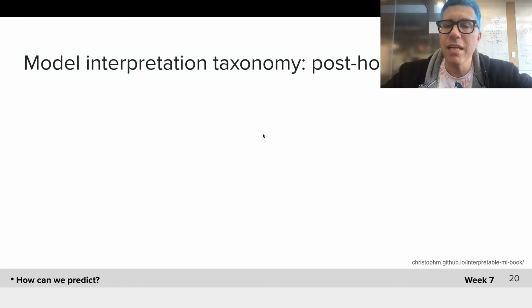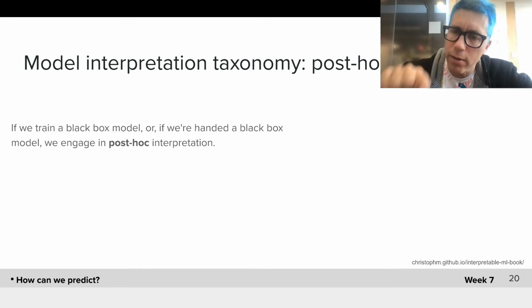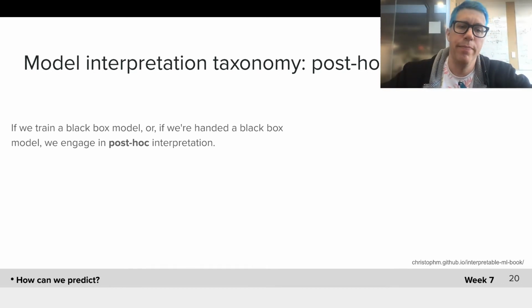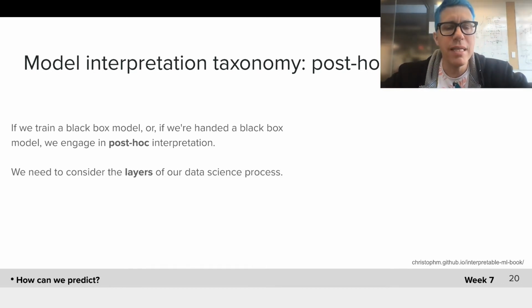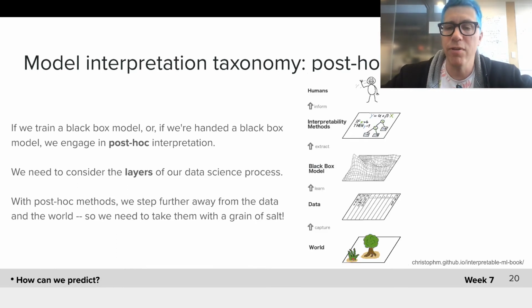So let's instead talk about post hoc techniques. If we train a black box model, or we're handed a black box model, we engage in post hoc interpretation. We have the model, and then we want to ask, well, what makes this model work? We need to consider the layer of the data science process. There's a lot of aspects that go into it. With post hoc methods, we step further away from the data in the world, so we need to take them all with a grain of salt. We need to be careful about that.